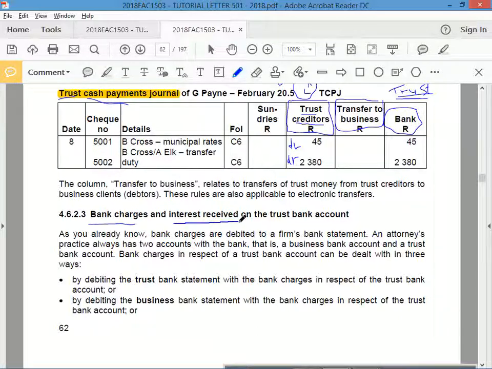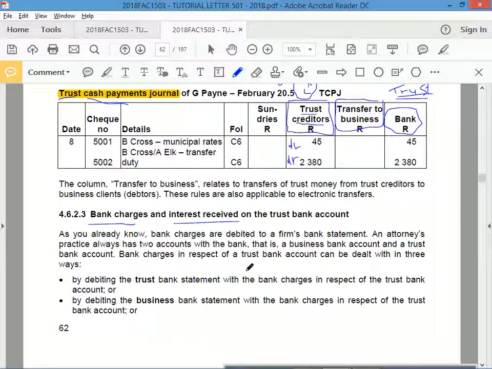Right, then you've got interest received. If interest is earned on the money that the client has given you, can you keep that interest for the business? Of course you can't. Why? Because if it wasn't for the client's deposits, there wouldn't have been any interest income. So if the client gives you money and you look after it, and you put it into the trust bank account, and the trust bank account earns interest, you don't get to keep it. The client gets to keep it, because it's rightfully theirs. It's not yours unless you've earned that income.